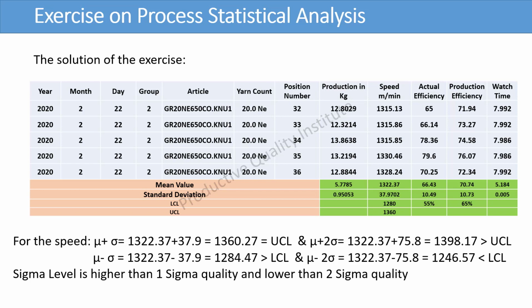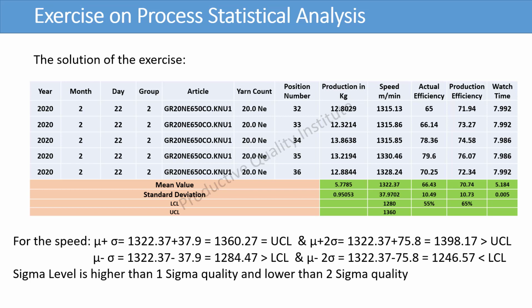The solution of the exercise. For example, for the speed, mu plus sigma is equal to 1322.37 plus 37.9, which is equal to 1360.27, which is equal to UCL. And mu plus 2 sigma is equal to 1398.17, which is greater than UCL.